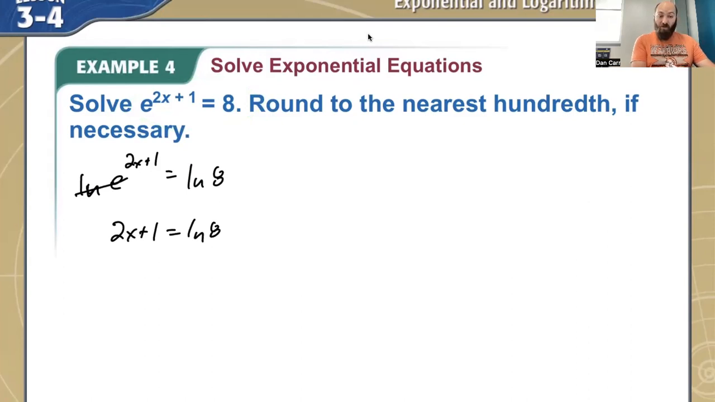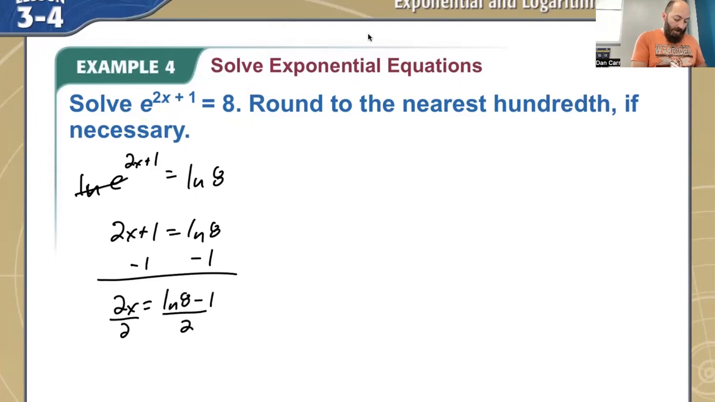So now I'm just solving for x. The natural log of 8 is going to turn into a decimal number, but for now, I'm going to leave it like this. So 2x equals the natural log of 8 minus 1. Take everything divided by 2. So x equals the natural log of 8 minus 1, over 2.